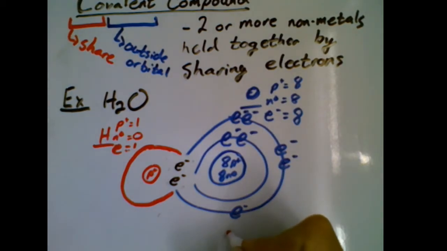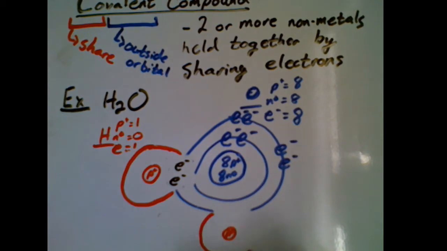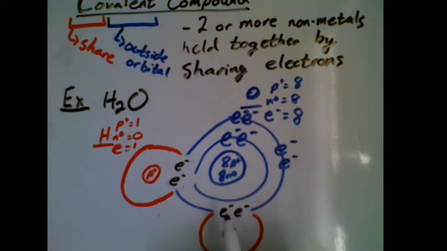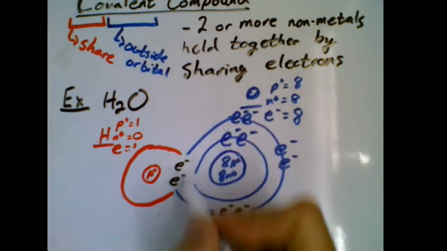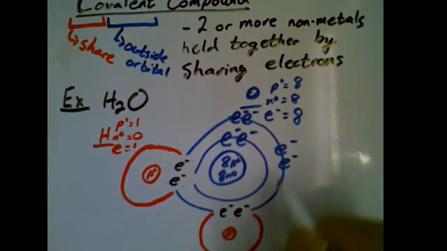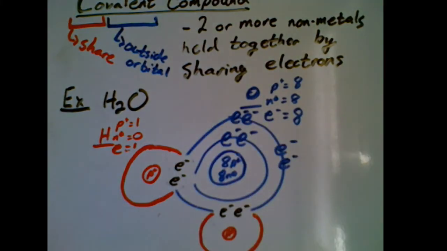because what's going to happen down here is we're going to get another hydrogen atom, so single proton in the nucleus, and then we're going to share that outside orbital, and it's going to have 2 electrons. 1 from the hydrogen, 1 from the oxygen. And now this hydrogen is stuck to this oxygen because the hydrogen has a full outside orbital due to that sharing effect. And the oxygen now has a full outside orbital, making it happy as well.